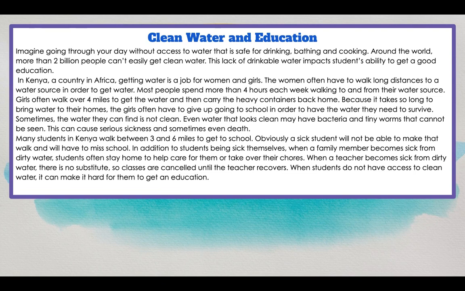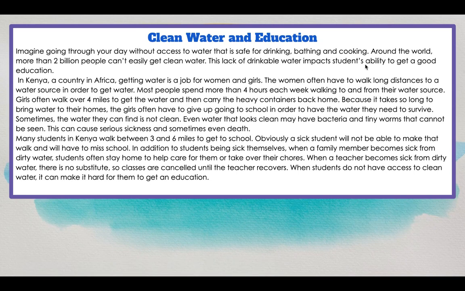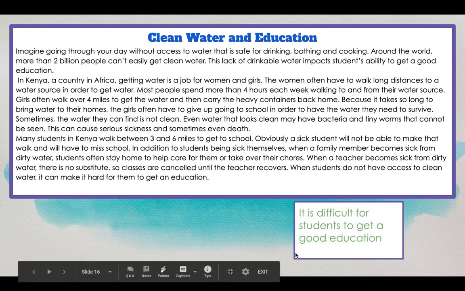So as we think about this, one has kind of some problem solution in it and some cause and effect. We could think about it either way. So let's think about the effect here. What's happening at the end of the day? Well, it says lack of drinkable water impacts students' ability to get a good education. It also says at the bottom here, when students don't have access to clean water, it makes it hard for them to get an education. And the title is called Clean Water and Education. So I can really tell the end effect is that it's difficult for students to get a good education.